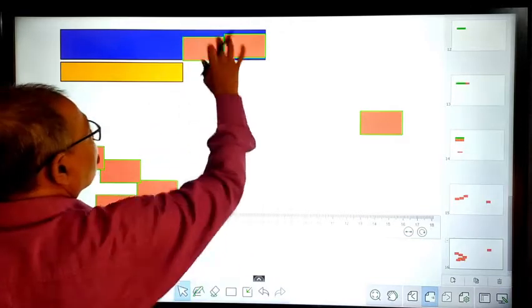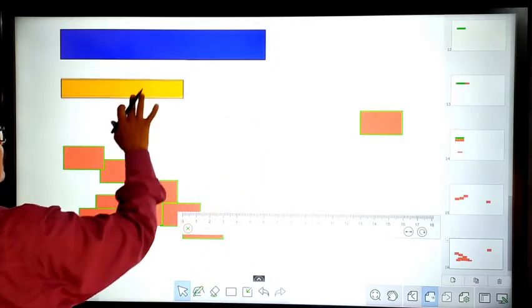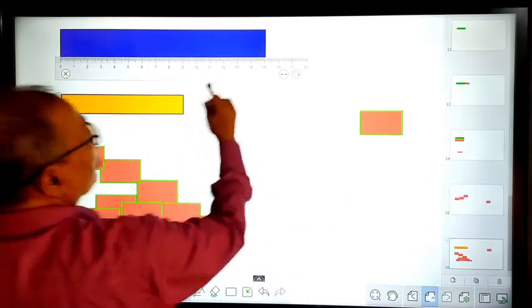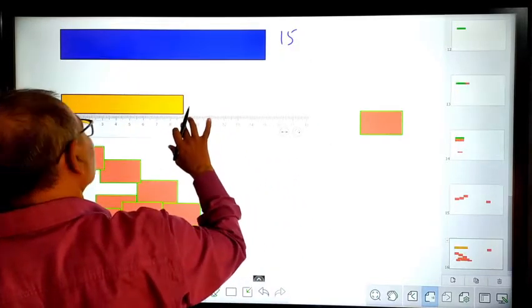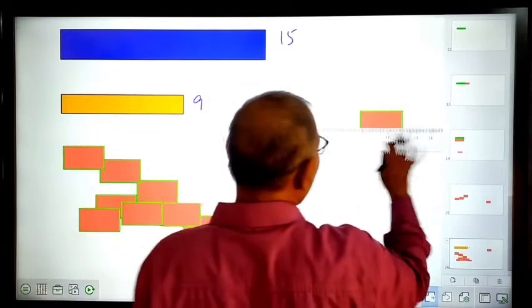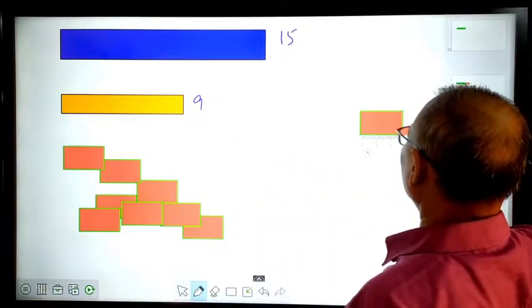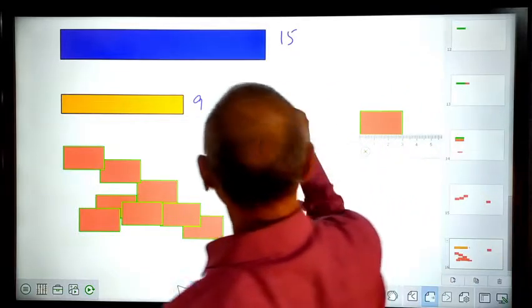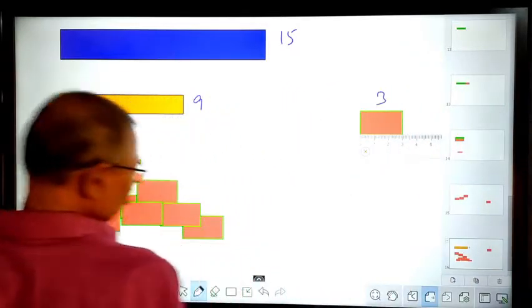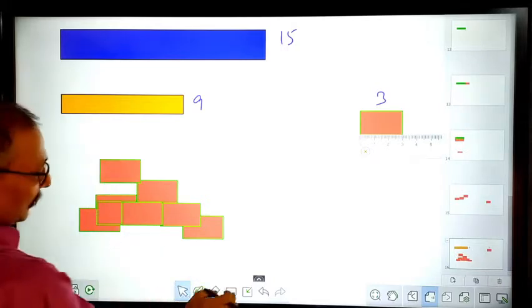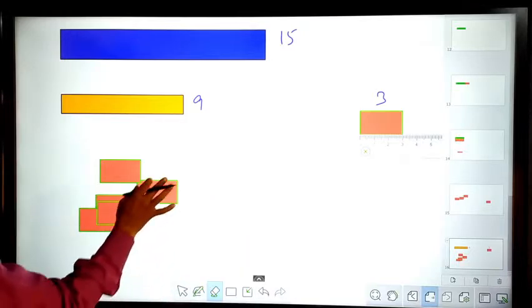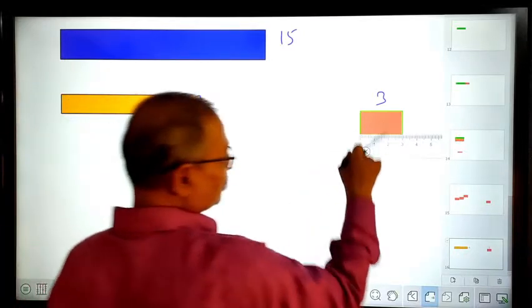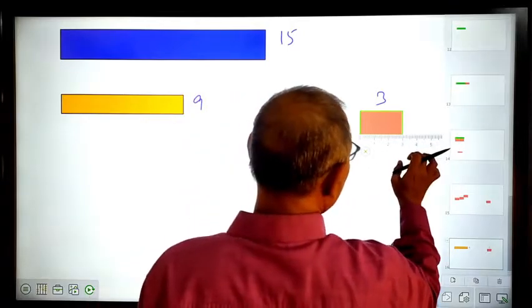We will measure them one by one to know the HCF. Here we got that the length of this one is 15 units, the length of this one is 9 units, and the length of this one is 3 units. So now we can say that this is the HCF of these two numbers.